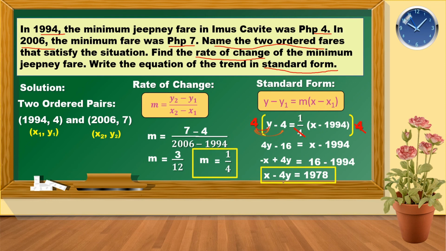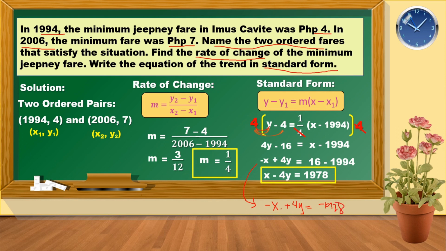So, paano to nangyari? Biglang naging ganito. So, balik lang tayo dito. Negative x plus 4y equals negative 1978. Okay? So, ito yung lumabas.